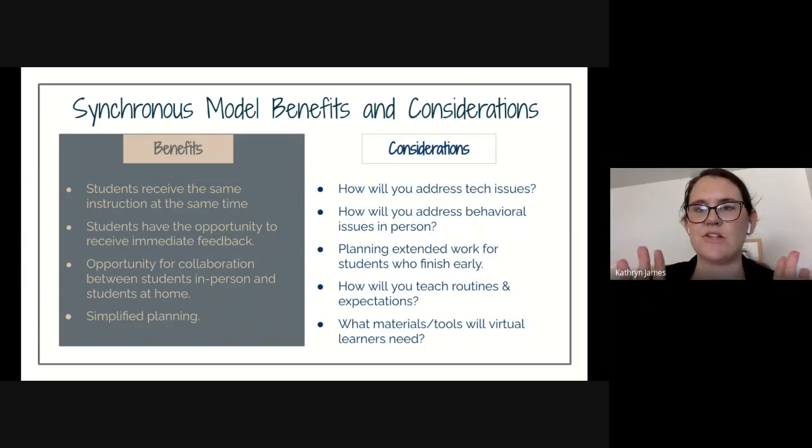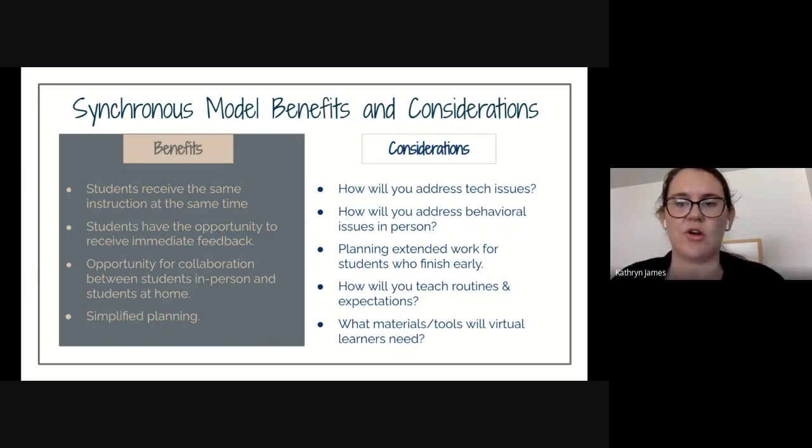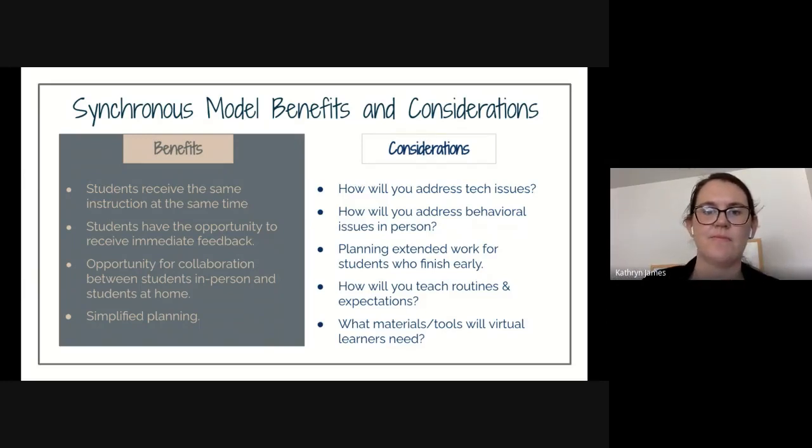Okay, so some considerations that I'm going to share are considerations for almost all of the models. For example, what are we going to do when we have tech issues? No matter which model you choose, for green plus red, that would be a similar consideration. How will you address behavior issues for your in-person students? Planning for early finishers? And how will you teach routines and expectations to all your students?